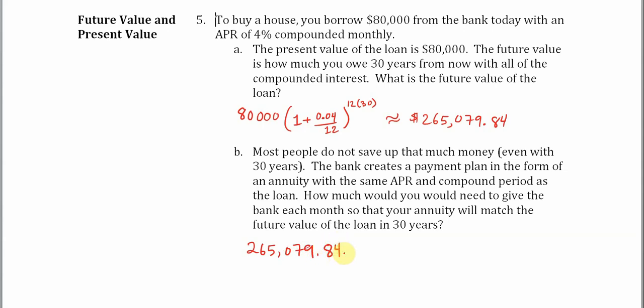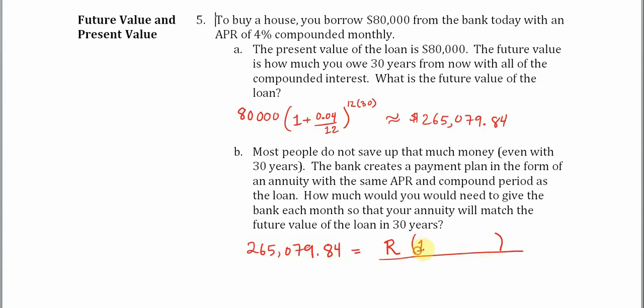And what I want you to do is deposit a certain amount of money, let's say R, into an annuity every single month, because the compounding is happening monthly, for the exact same amount of time and the exact same interest rate. So we're going to match up the future value of the loan with the future value of the annuity. So future value of the loan is $265,079.84, and we're going to set this equal to the equation for an annuity.